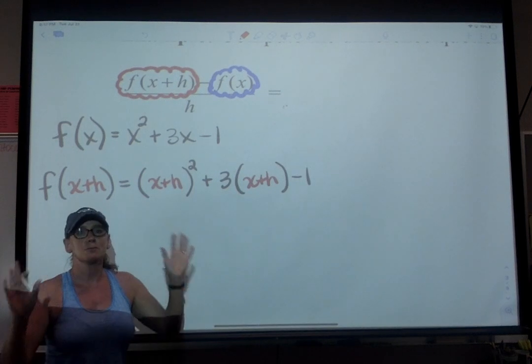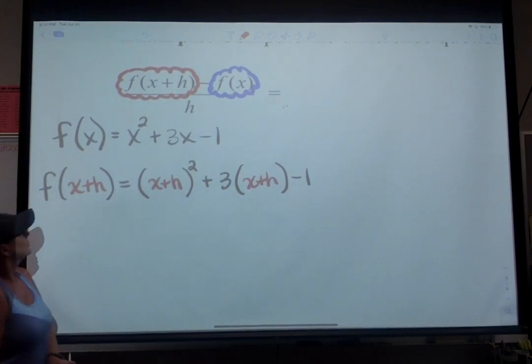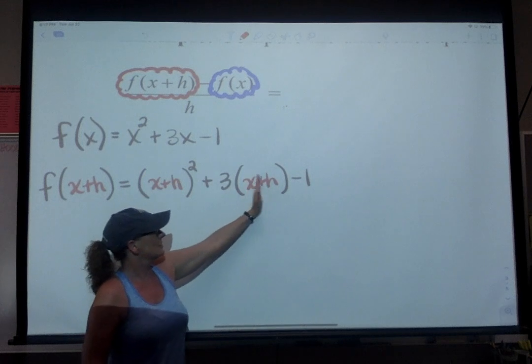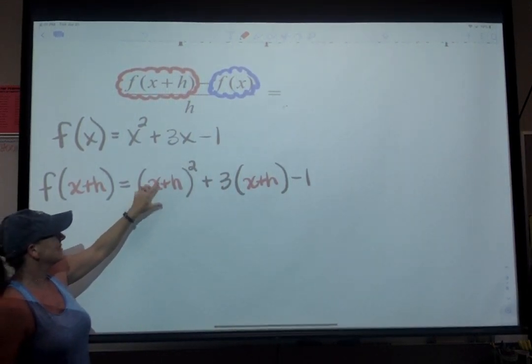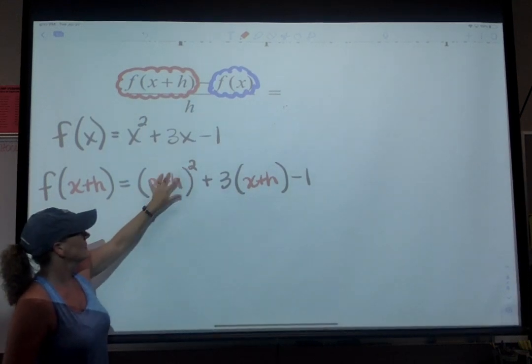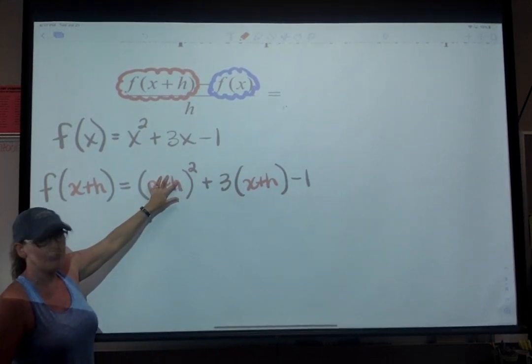Okay, now we have some algebra to do. So we need to work on simplifying this. So the first thing I need you to do is I need you to square this binomial. Yep, I need you to FOIL.